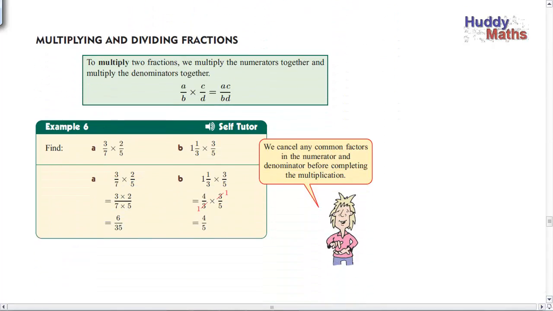Multiplying and dividing fractions. And this is an interesting one. To multiply 2 fractions, we multiply the numerators together, top lines, and the denominators together. A over B times C over D, you multiply these together and these together. Okay, so let's look at it. 3/7 times 2/5. 3 by 2 is 6, 7 by 5 is 35, 6 over 35.